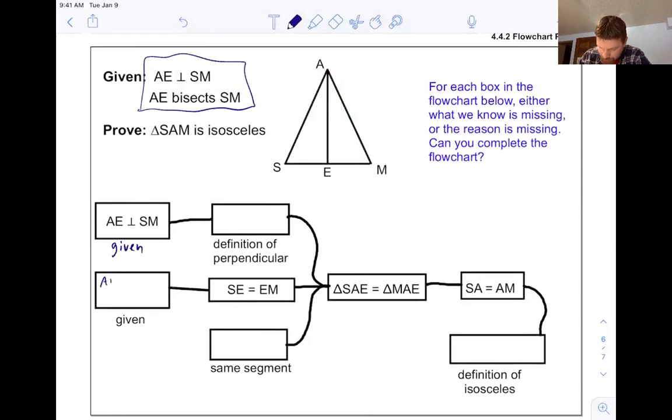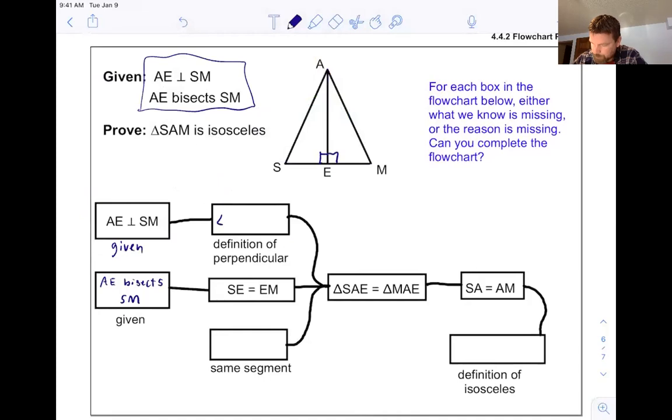So AE bisects SM. All right, this one flowed into that one. So this told me something about that. So let's take a look here. Well, it said AE and SM were perpendicular. If AE and SM were perpendicular, that means these angles are going to be 90 because that's the definition of perpendicular. Perpendicular lines make 90-degree angles. So I know that those two angles are 90, right? This one and this one are 90.